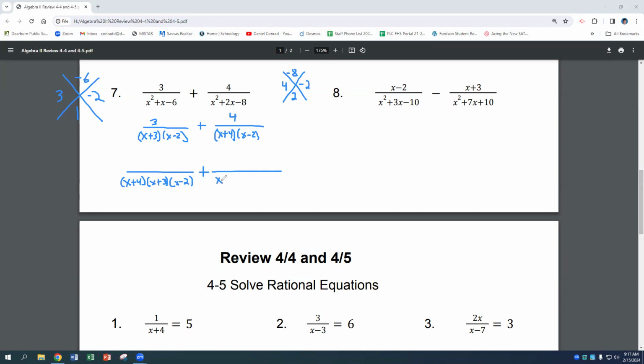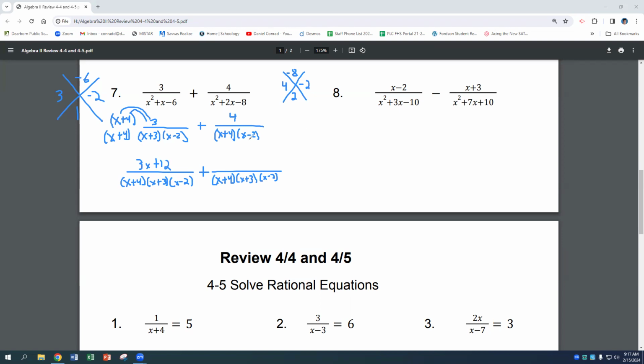So my denominator is x plus 4, x plus 3, x minus 2. Okay, on the first one, my first denominator, I'm missing the x plus 4. So I need to multiply by x plus 4. If I multiply the bottom by x plus 4, I need to multiply the top as well. So I get 3x plus 12.